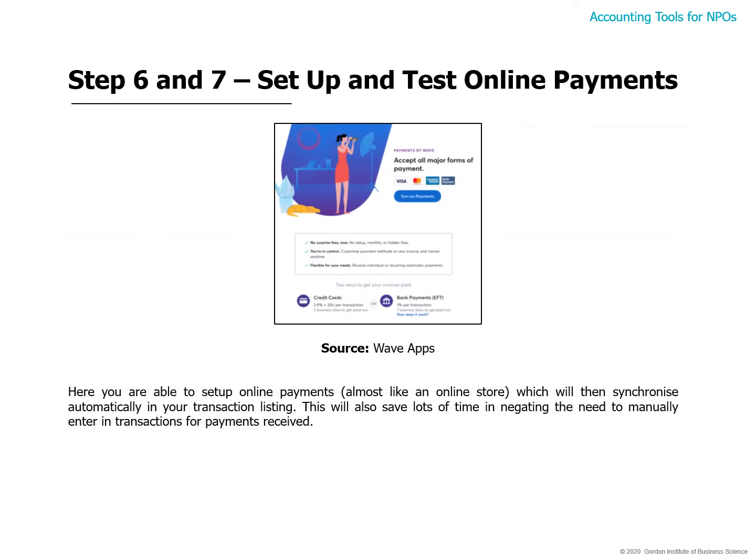Your next two steps, step 6 and 7, are centered around setting up and testing your online payments. So with most accounting packages, you are enabled with an online payment portal, which is, for all intents and purposes, very similar to your payment portal on an online store. So the advantage here is that you set up an online payment portal. So when you send out invoices to donors or customers, the payments that they make go directly through the system and are automatically updated in your transaction listing. So this saves you the time of going in and adding manually all of the payments that take place.